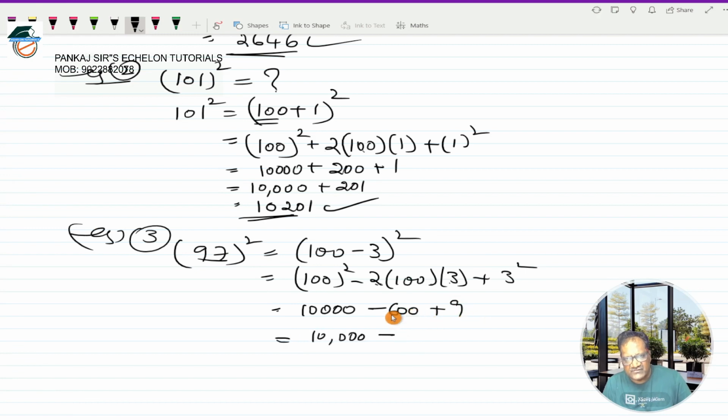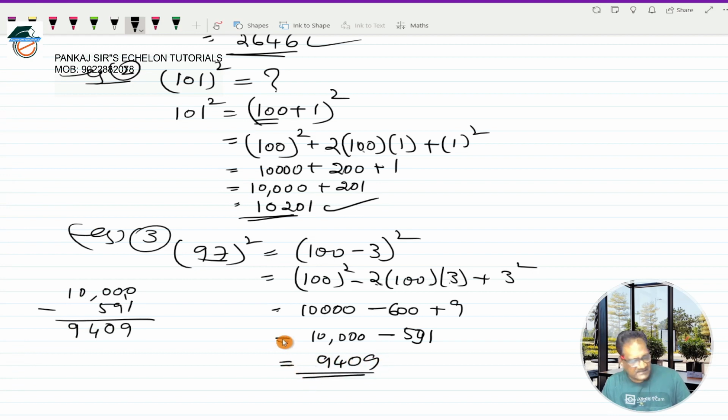This will work out to how much? Minus 600 plus 9 is minus 591. So 10,000 minus 591 would be how much? So 0, 10 minus 1 is 9, 9 minus 9 is 0, 9 minus 5 is 4, and 9. The answer will be 9409.